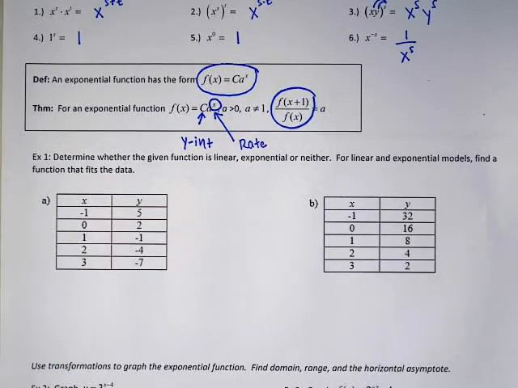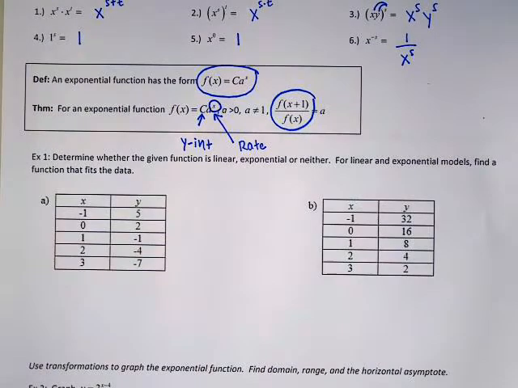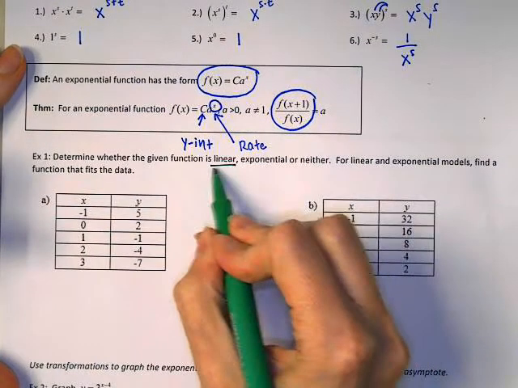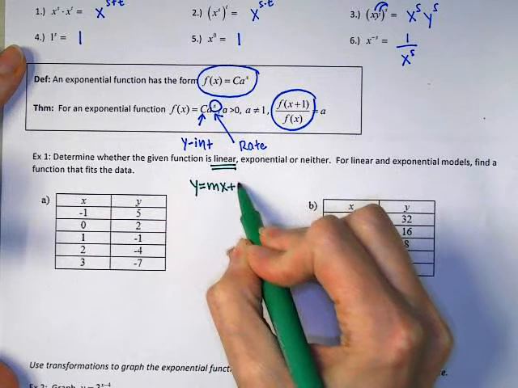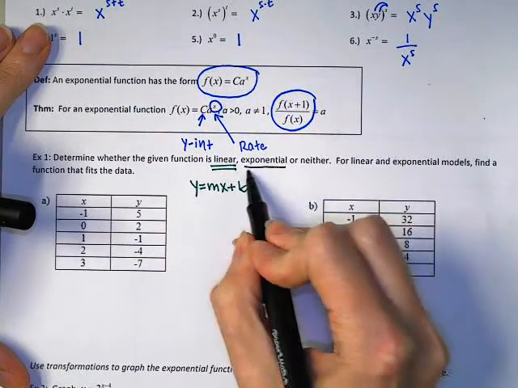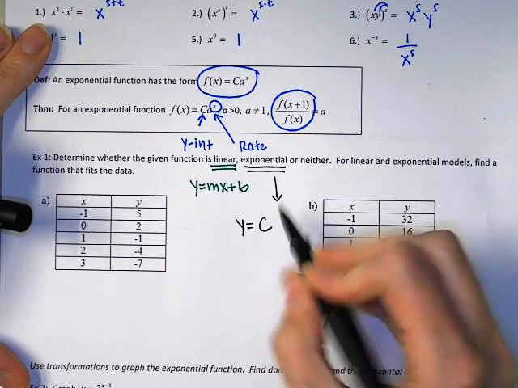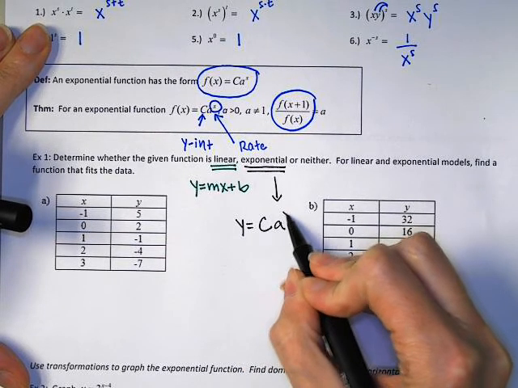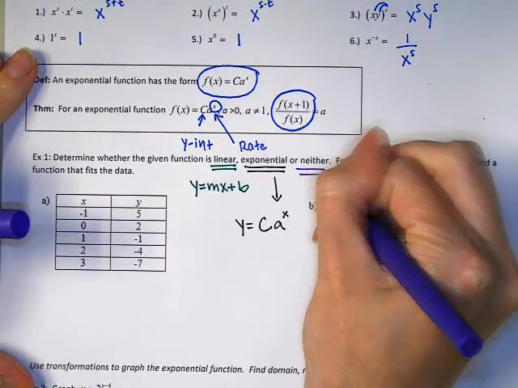So I'm going to give you guys two tables, and I want you to tell me if it's linear. If it's linear, you guys know the form is y equals mx plus b. Or is it exponential, which we just learned the form is y equals y-intercept times rate to the x power. Or maybe it's neither. You know, maybe it's quadratic or logarithmic or something like that.